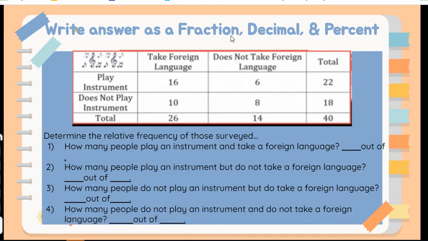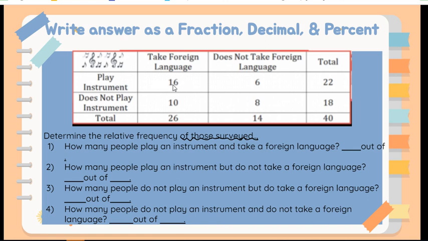All right, next example, write in your answer in fraction, decimal, percent. So we have the same table, but this time it says determine the relative frequency of those surveyed. So again, we're looking at of those surveyed. How many play an instrument and take a foreign language? So now we're looking for play an instrument and take a foreign language.